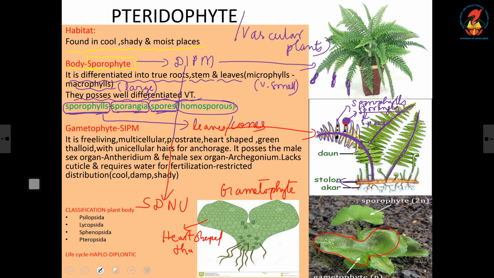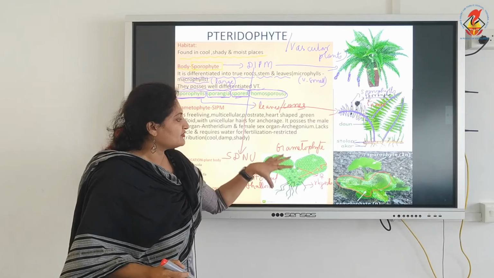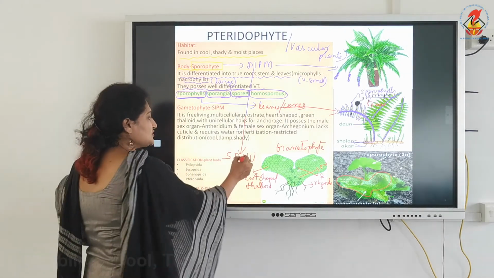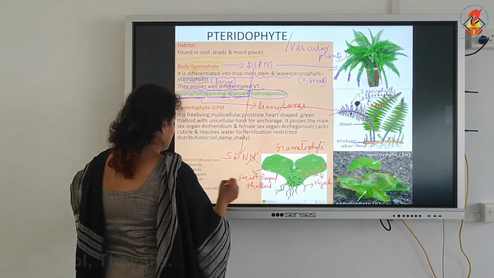It is thalloid, or prostrate, or thallus, and you can see unicellular rhizoids for anchorage, and this indicates the male and female sex organs. Because it is a gametophyte, it should possess the male and female sex organs, that is the antheridium and archegonium. Now, from this structure, so elaborately described, is it unicellular or multicellular? It is multicellular.